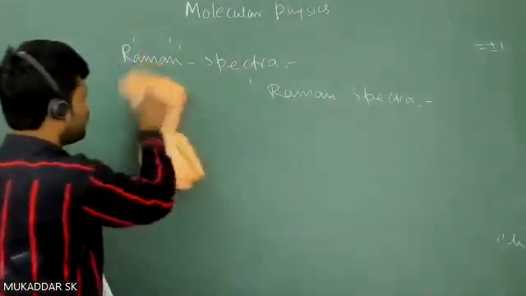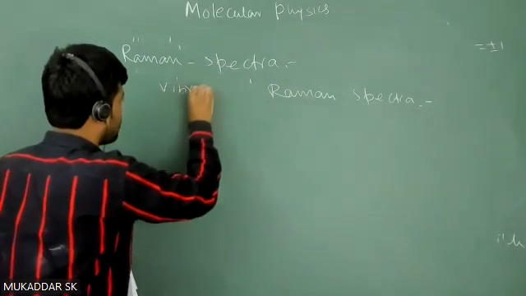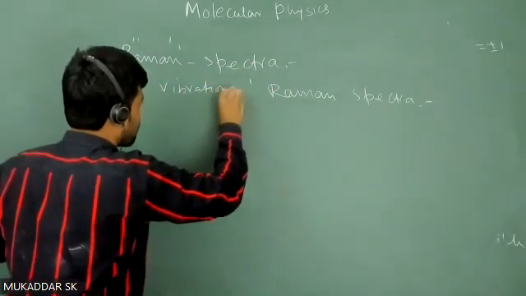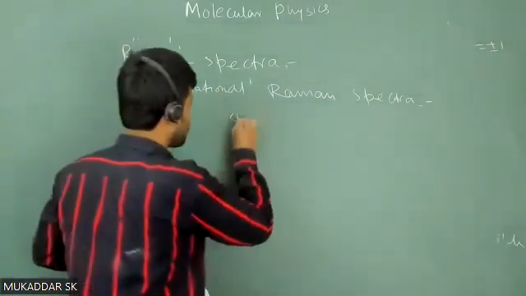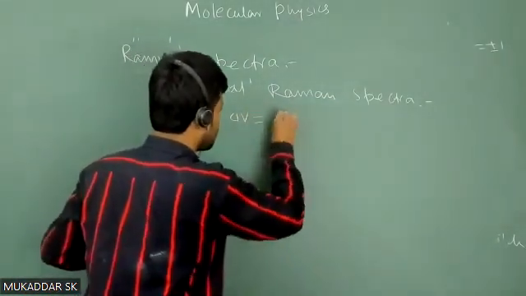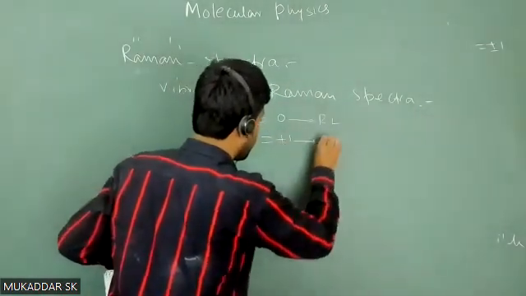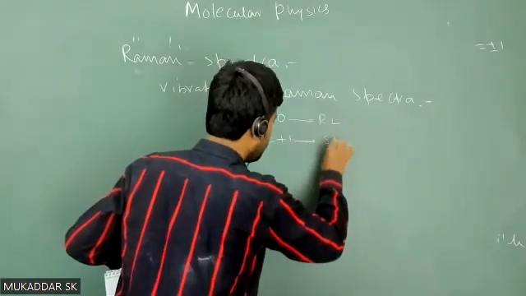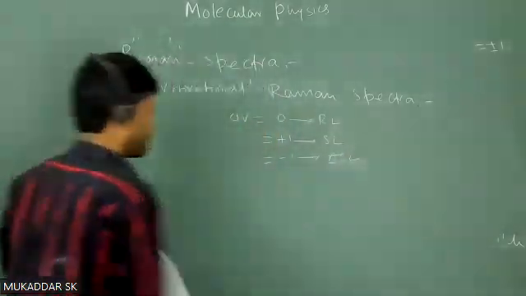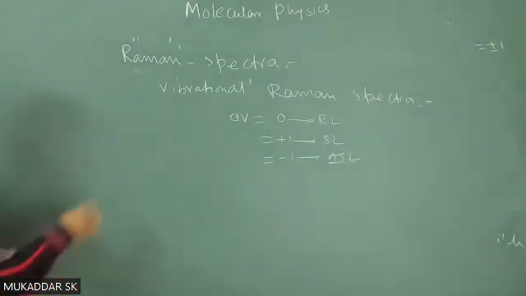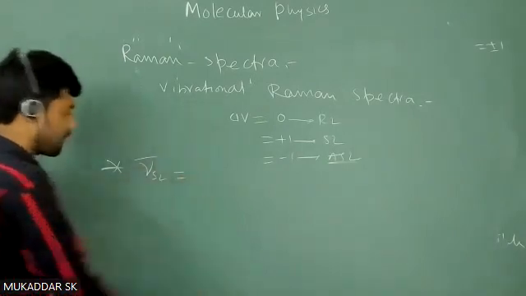Then you have the vibrational Raman spectra. In vibrational Raman spectra, again you have a selection rule: delta V, change in vibrational quantum number, is 0 for Rayleigh line, plus 1 for Stoke line, and minus 1 for anti-Stoke line.